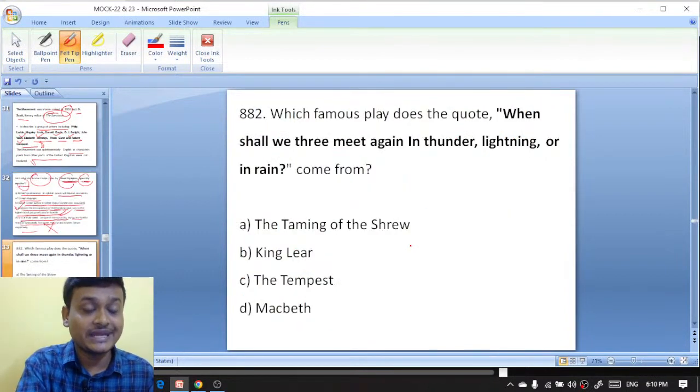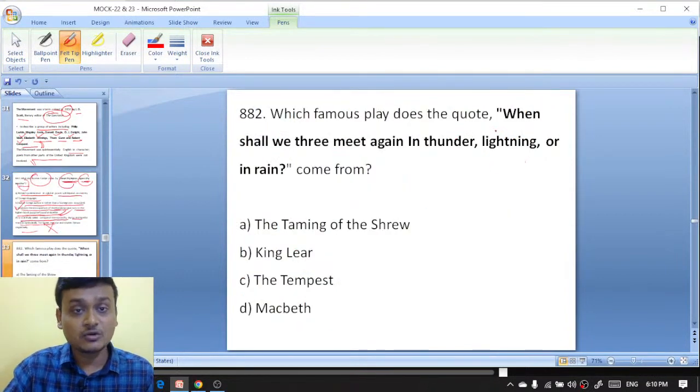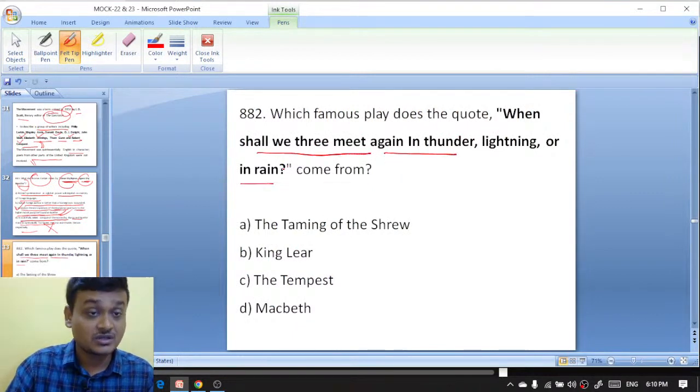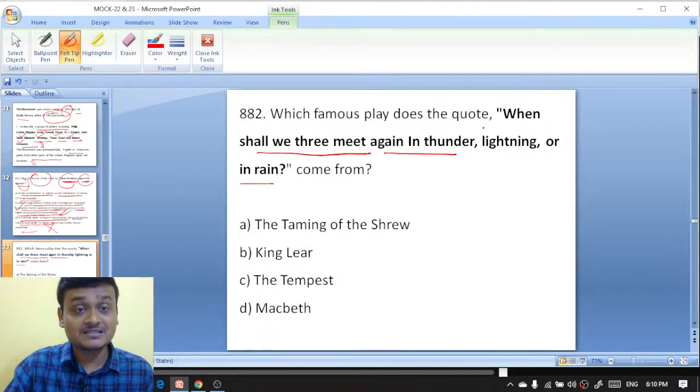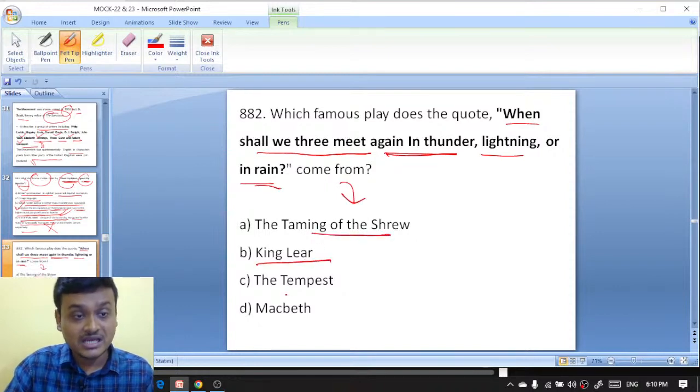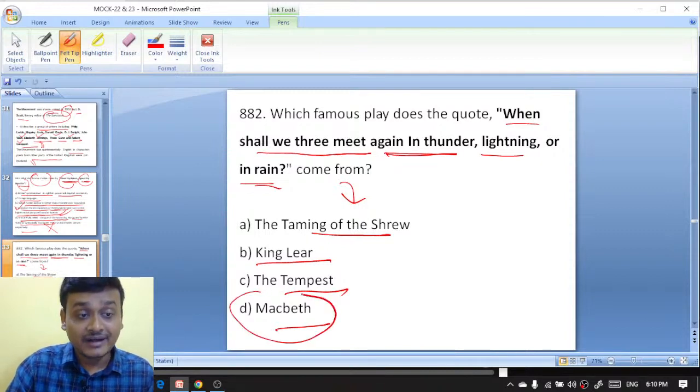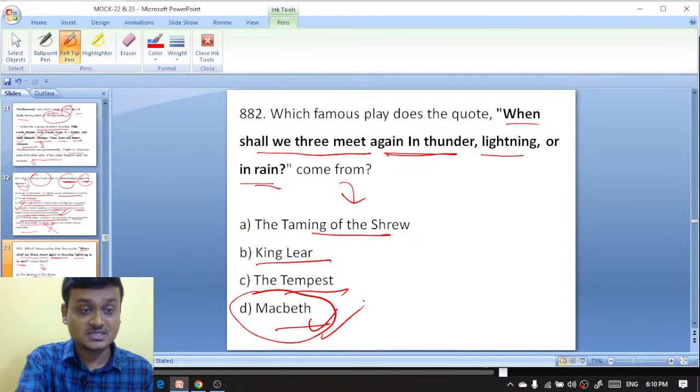Okay, next question 882. Which famous play has the quote "When shall we three meet again in thunder, lightning, or in rain?" The options are King Lear, The Tempest, Macbeth. So this is the famous line that appears in the tragedy Macbeth by Shakespeare.